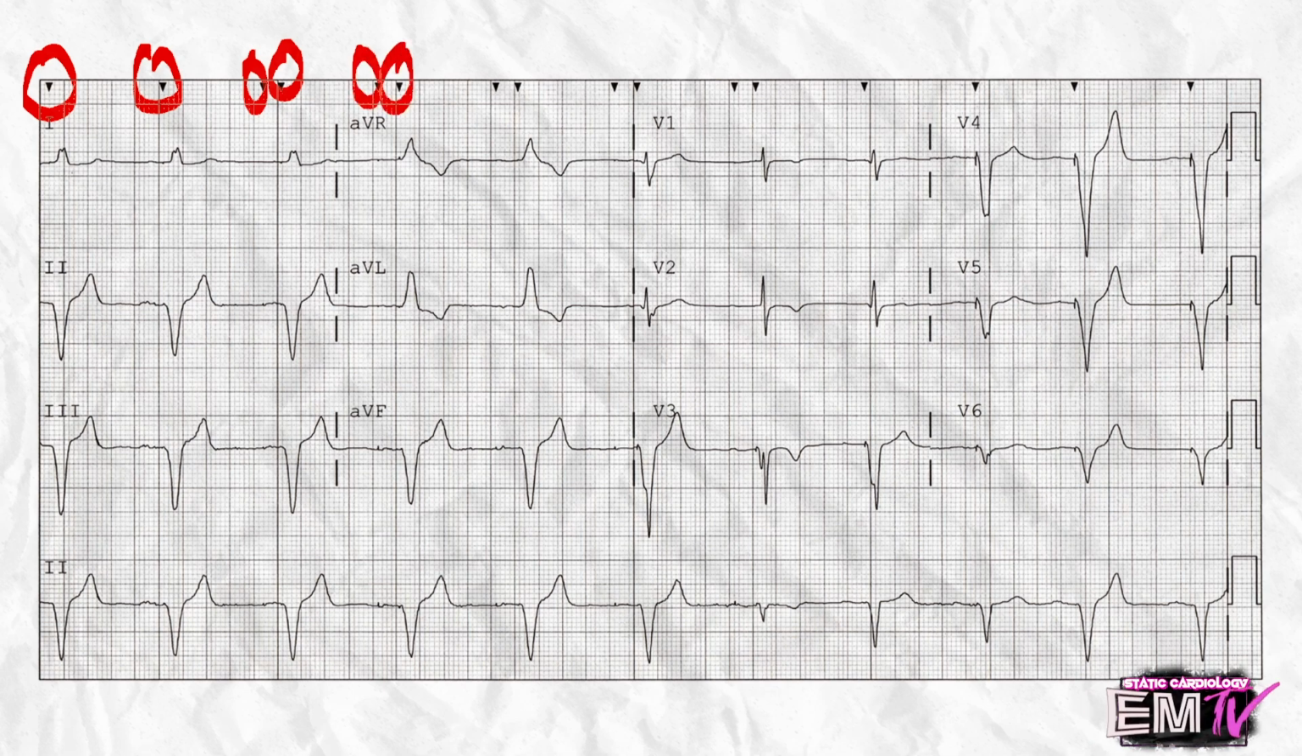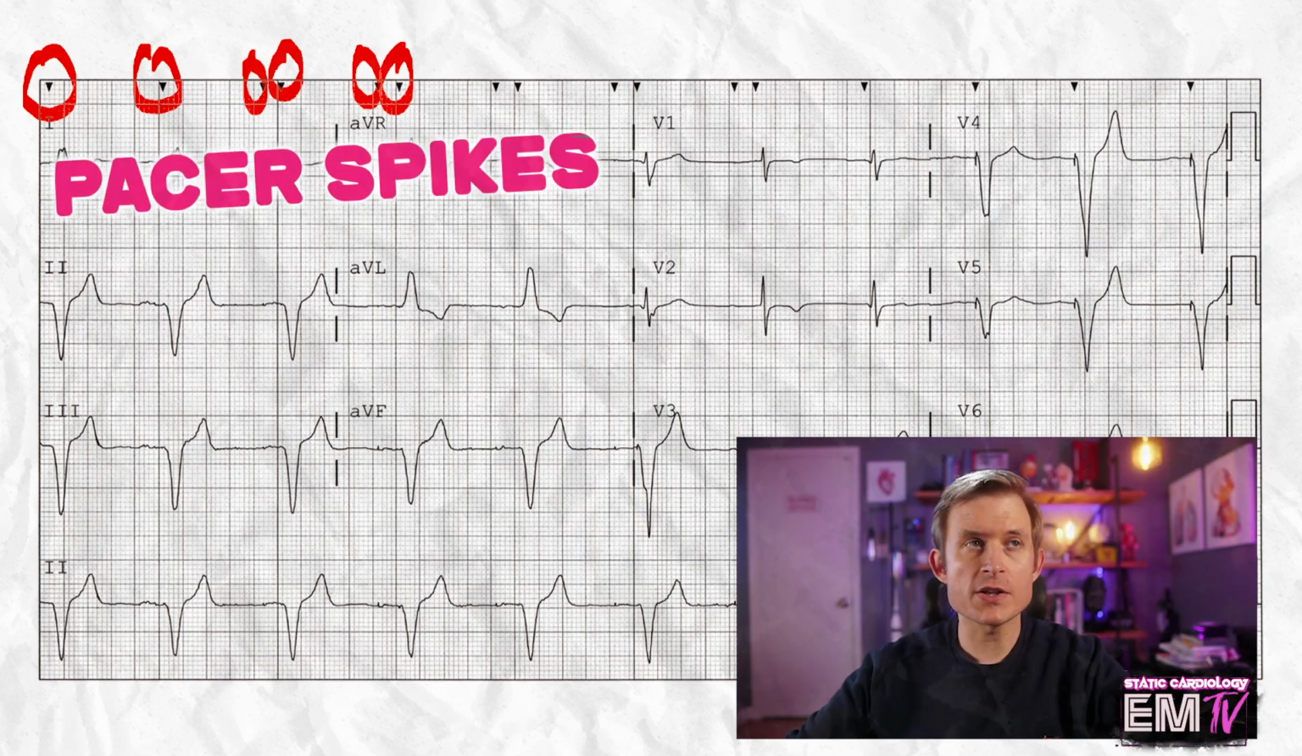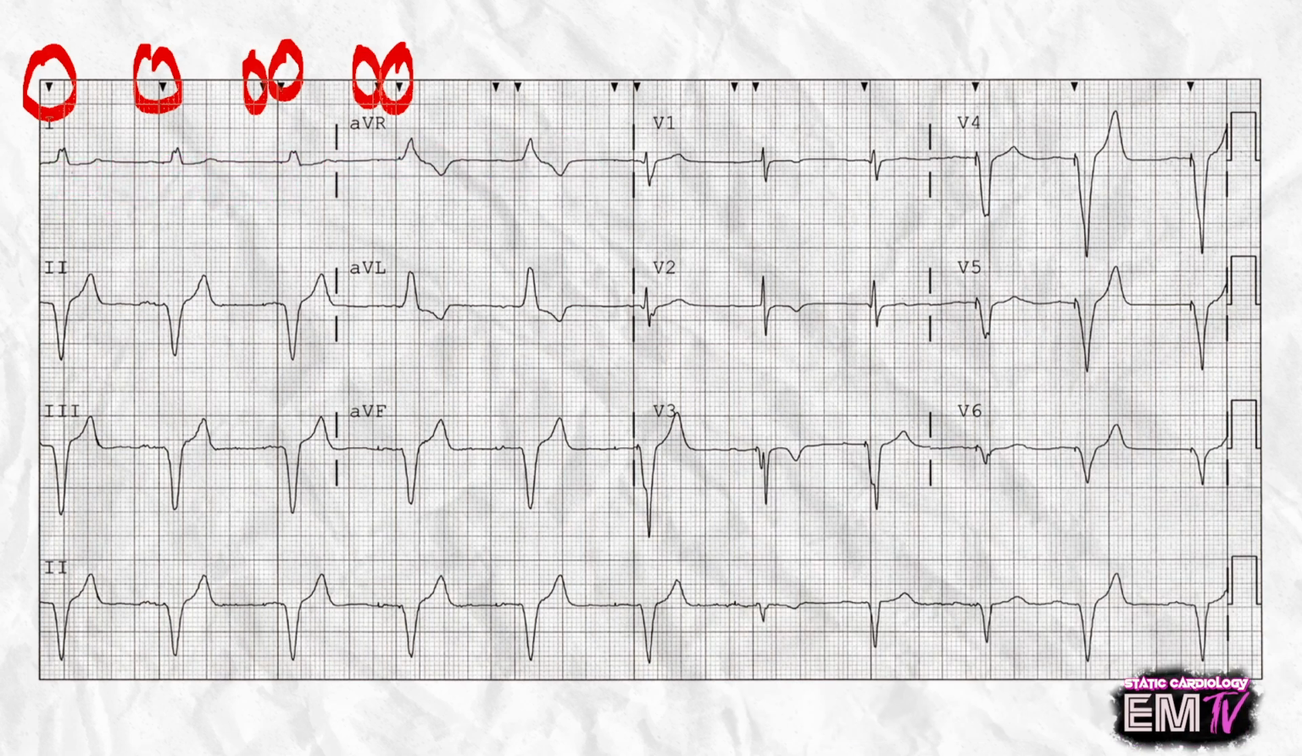Now, if an EKG machine is good at one thing, it's recognizing the presence of artificial pacemakers. So what you're seeing here are actually pacer spikes. There are pacer spikes present for P waves and QRS complexes, meaning that this is an AV pacer.